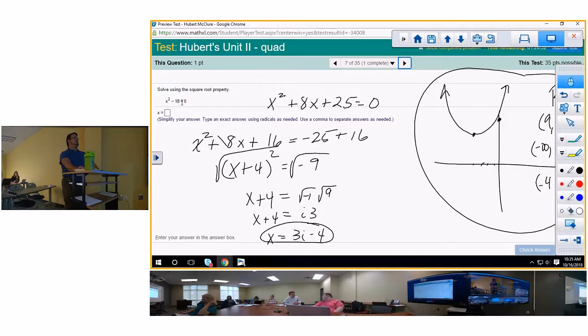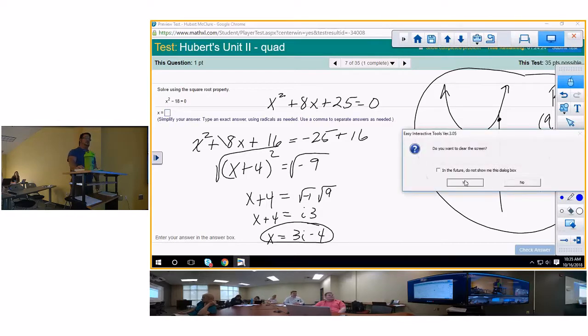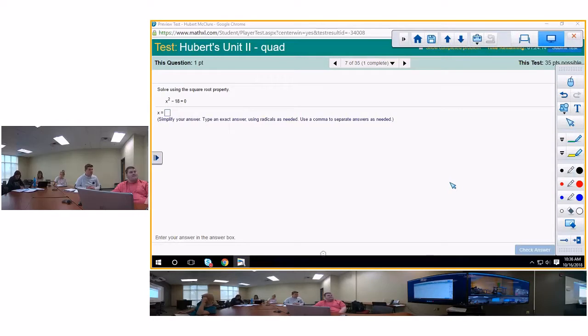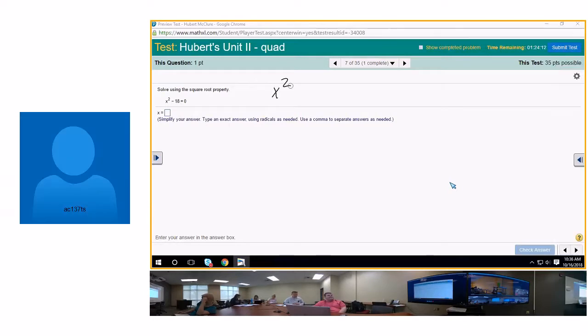X squared minus 18 is equal to 0. Now, I will leave this one on the test, and I might ask this in the test, but how easy is this? Yeah. It's easy. X squared is equal to what? X squared is equal to 18. You are gifted and talented. Take the square root: x is equal to the square root of 18.